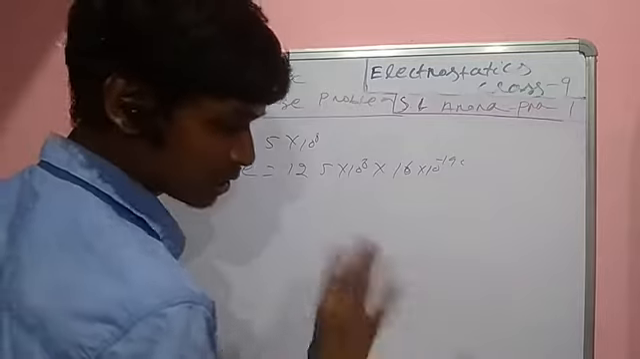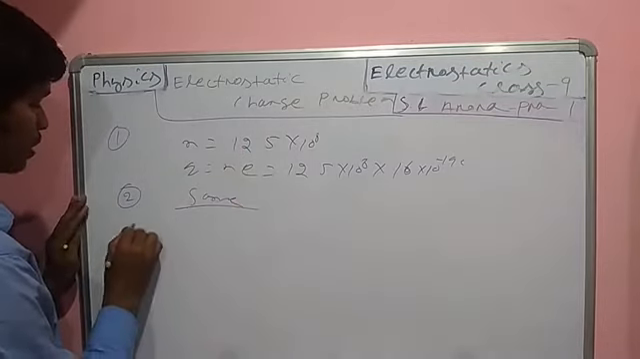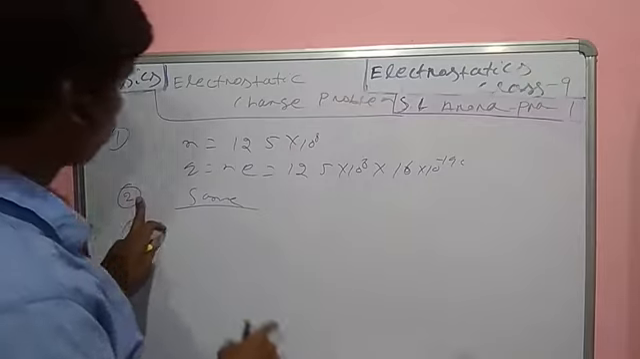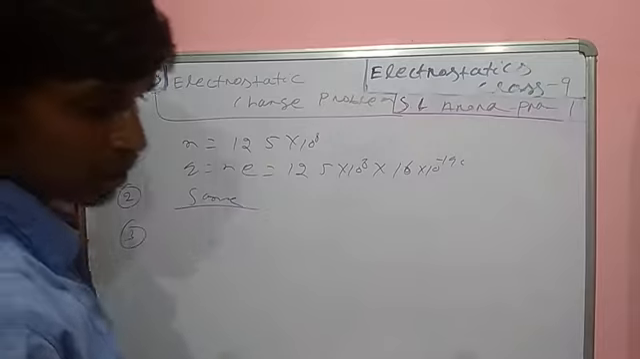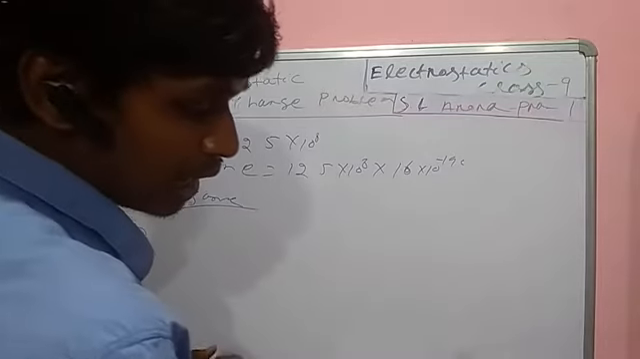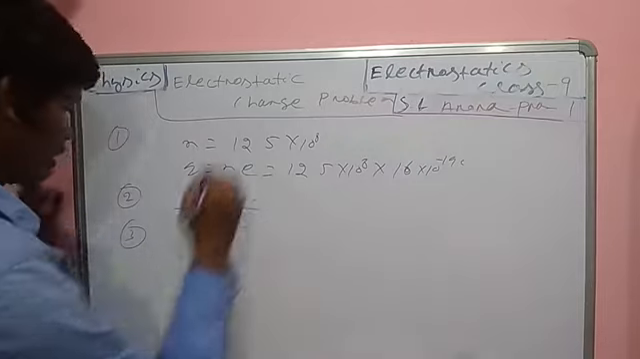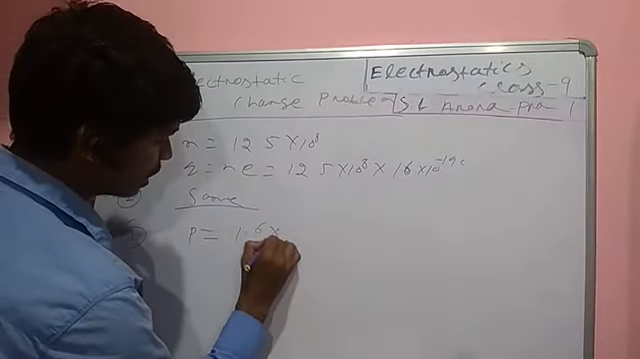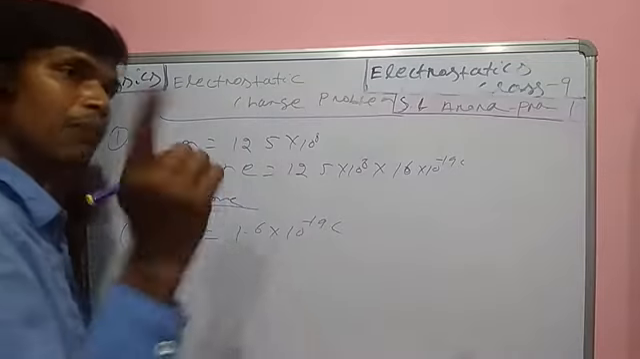Question number 2 is equivalent to question number 1. So question number 3: calculate the charge on an alpha particle. Given the charge of a proton, where the proton value is 1.6 into 10 to the minus 19 coulomb. An alpha particle has 2 protons.